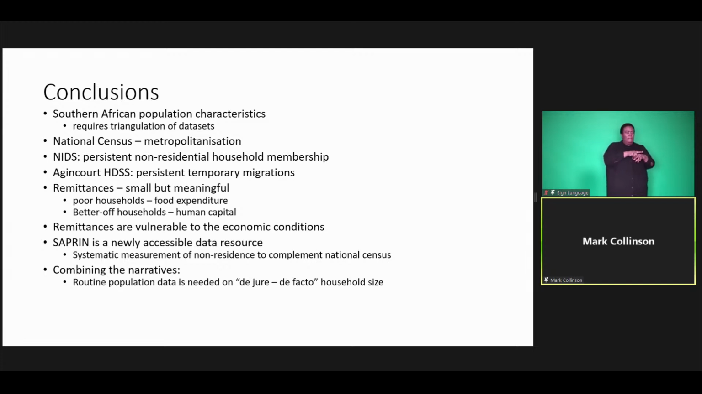But in order to understand this more, I think we need more routine and accurate data on the de jure household size minus the de facto household size to get us this margin of what percentage of a household isn't there. When we know that, we're going to be able to plan better.